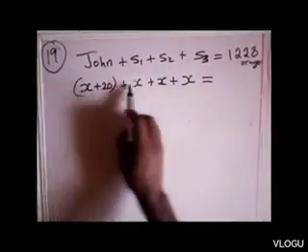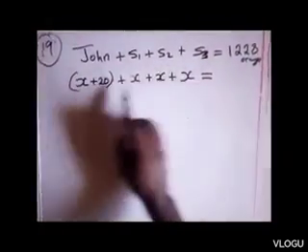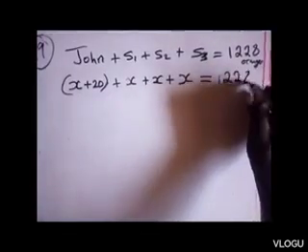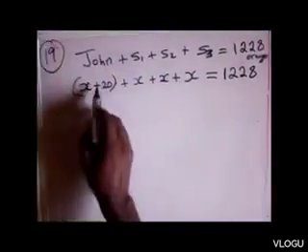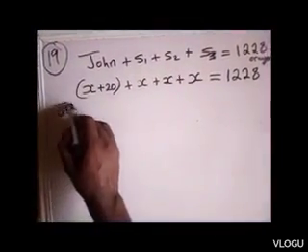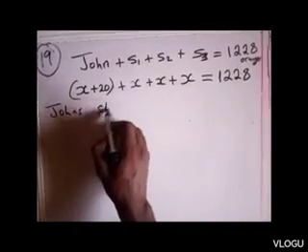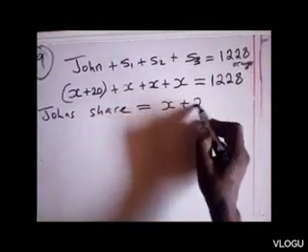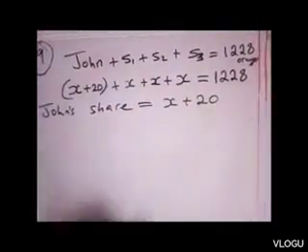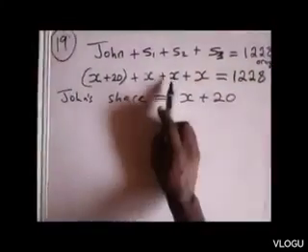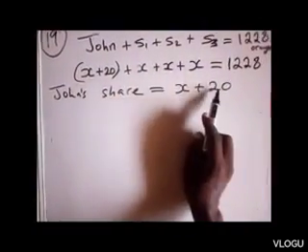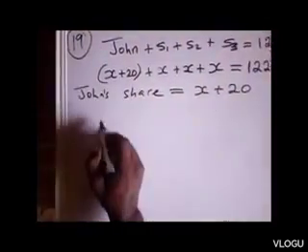Don't forget, if I add all these four together, I'm still going to get 1228. But I'm asked to find John's share. So John's share is represented by X plus 20. So before I do that, to get John's share, I have to find X, which is the share of each of the sisters. After getting the answer, I will add it to 20. As simple as that. So let's move on.